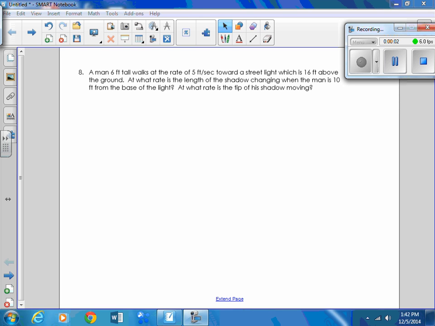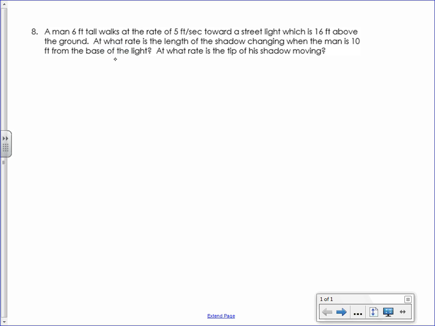All right, so let's do the shadow problem that was from your related rates worksheet. And this one, the picture can get a little complicated, but it's really not too bad. And then it's actually asking us two questions. So the first thing it's asking us to find is the rate that the length of the shadow is changing. And then the second question asks the rate that the tip of the shadow is changing. So we actually have two questions.